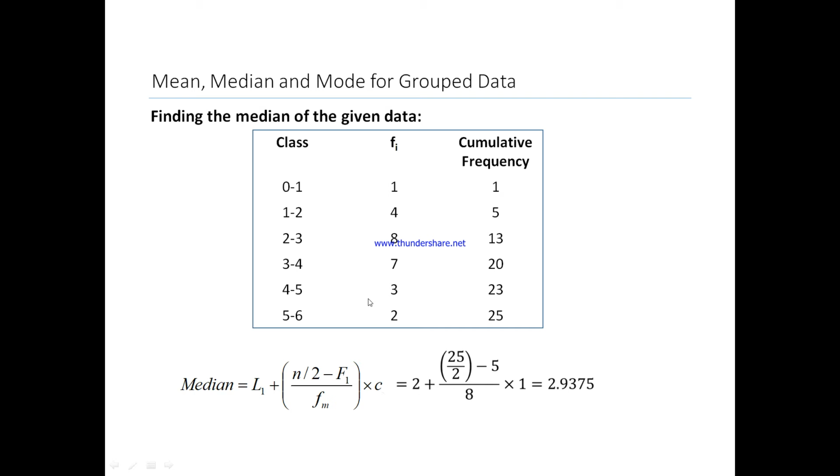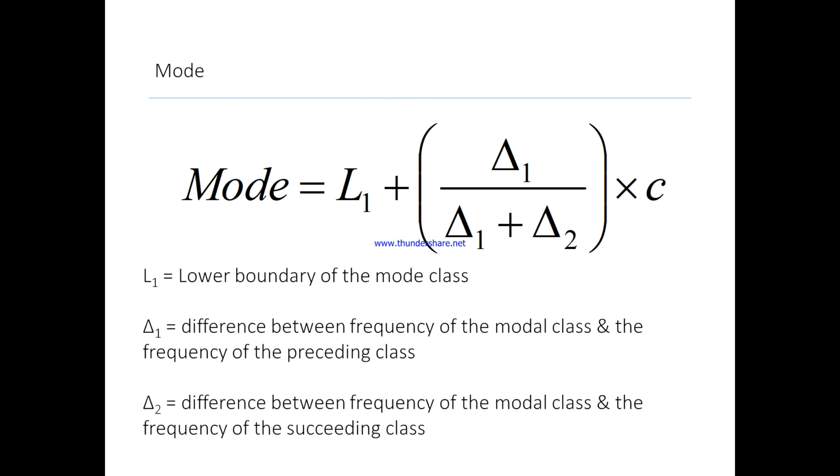And simply C is the width of the median class. Width is just the difference between the upper bound and the lower bound, so that is 3 minus 2, which is 1. So you can substitute 1 here. By simplifying this, you will get the median value for this group data set. According to this, it's 2.93. Right? And then again for the group data set, we can also find the mode value.